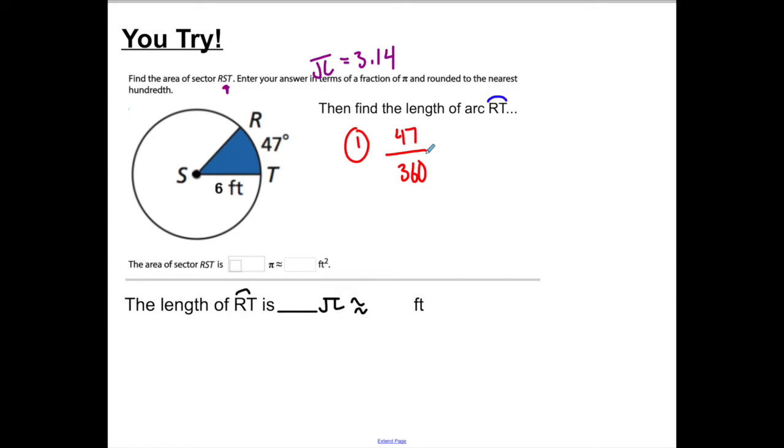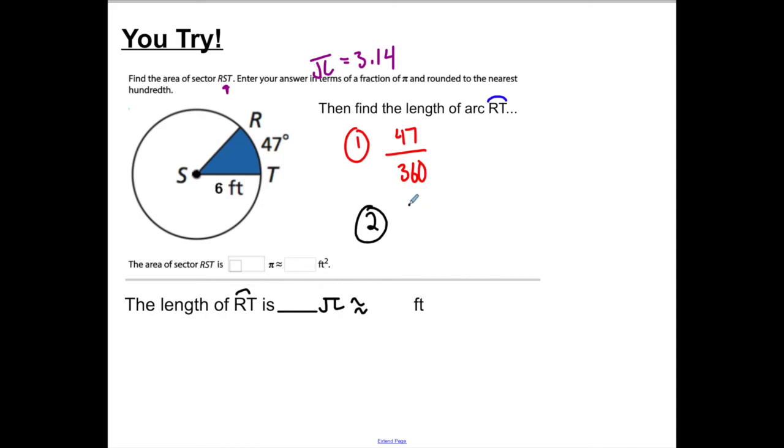And it looks like there's actually no way we can simplify this any further. So I'm going to leave this as 47/360. It's not great, but it's kind of the best I can do right now. There's just no way to simplify. Okay, step 2. That's what makes this one tough.